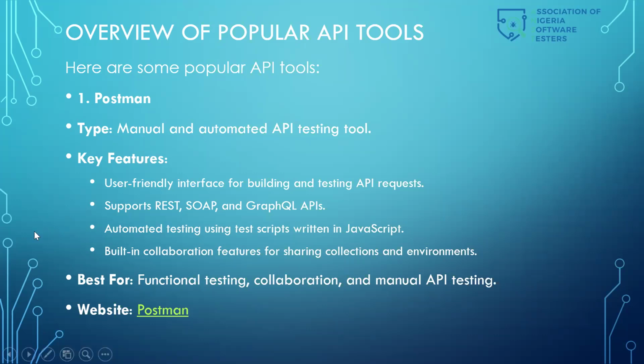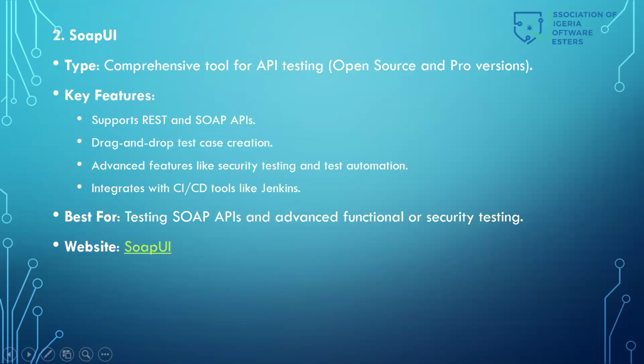So this is best for, you can see, a user-friendly interface for building and testing API requests. It supports REST, SOAP, and GraphQL APIs. It's also good for automated testing using test scripts written in JavaScript, with built-in collaboration features for sharing collections and environments. So this is best for functional testing and collaboration, and this is the website where I asked you to go: www.postman.com.